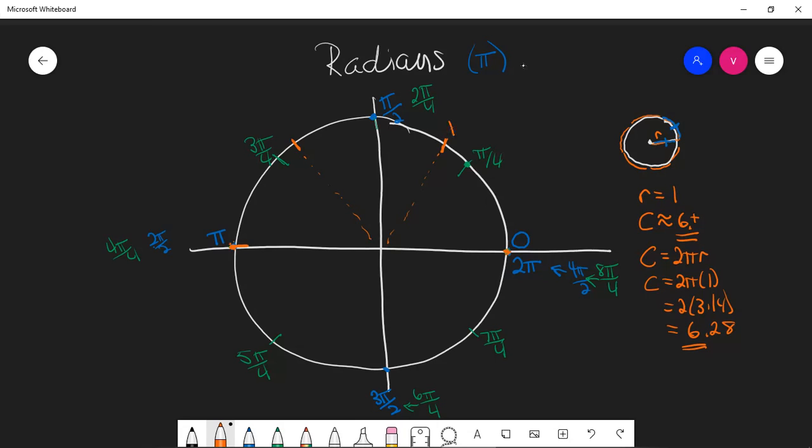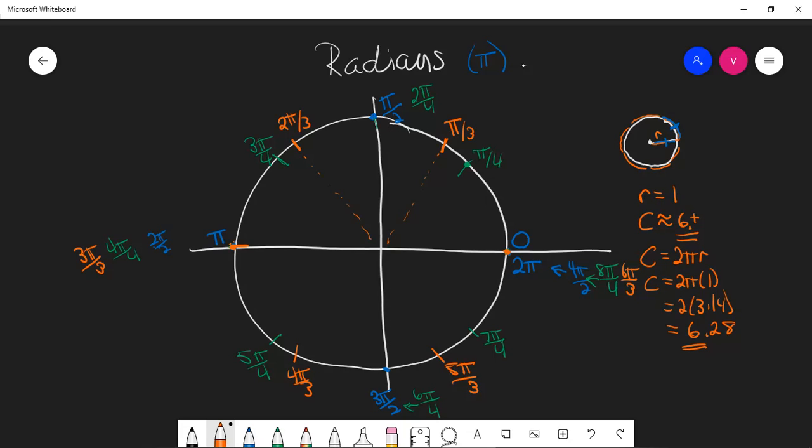Okay, so that would be 1 pi over 3, 2/3, 3/3. 3/3, right, is the same as 1. 4/3, 5/3, 6/3. 6 divided by 3 is the same as 2 pi. All right, now we have one last one left.